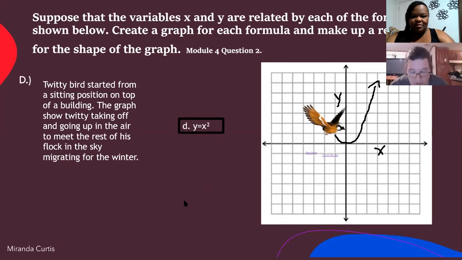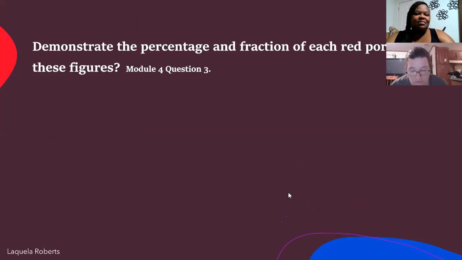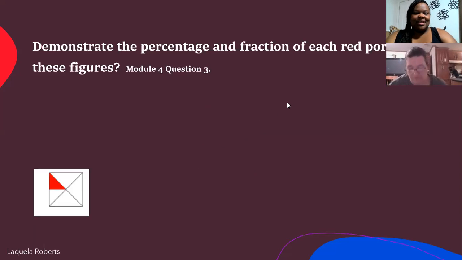Okay. Miss Dominique, suppose that the variables Y and X are related by each of the formulas shown below. Your equation is Y equals, we're on the next one. Sorry. Demonstrate percentage and fractions of each portion of figures in red.